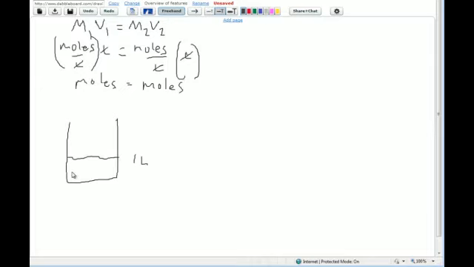Assume we have a volume of 1 liter, and we have 1 mole of sodium chloride in that. The concentration would be 1 molar. If we add to that 1 liter of pure water, the only sodium chloride that was in the beginning is the only sodium chloride that'll be at the end.